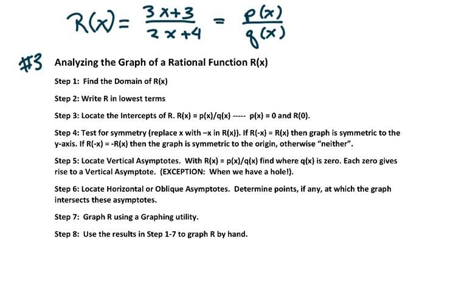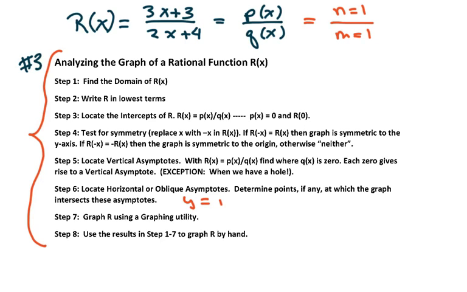I'm going to go a little faster on this one because we've already done the other two and I went quite a bit slower. The domain, okay, so basically let's look at this. The degree in the numerator is 1 and the degree in the denominator is 1. That means I have a horizontal asymptote at y equals 3 over 2, because you're just going to divide these two when the degrees are the same.